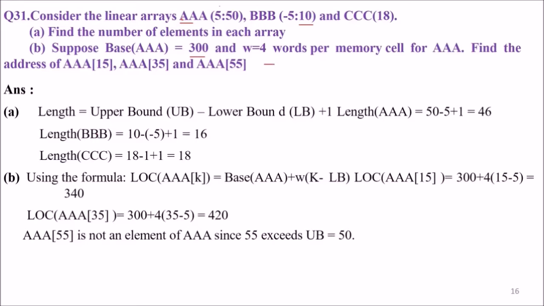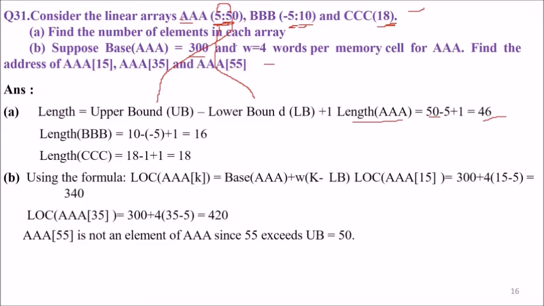So what happens here is the value, how we get it. I told you that it is around 45, but it is not 45. Why? This is 46. I told you this is 15, but it is 16, and I told you that this is 18, and it is exactly 18 because it is given as 18. So how is it not 45 but 46? The length will be computed by the upper bound, which is 50, minus lower bound, which is 5 here, plus 1. So length of AAA would be 50 minus 5 plus 1, that will be 46.